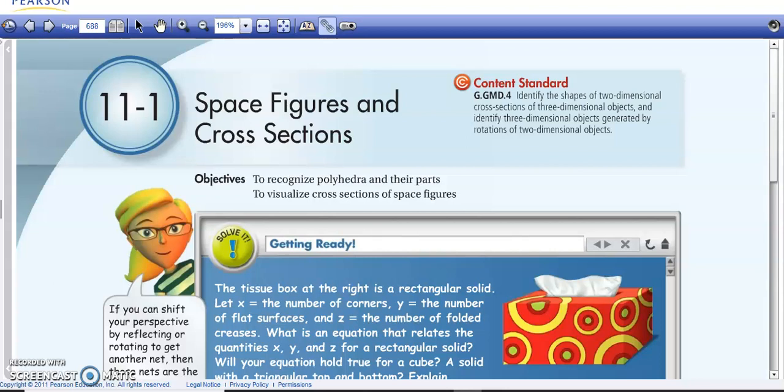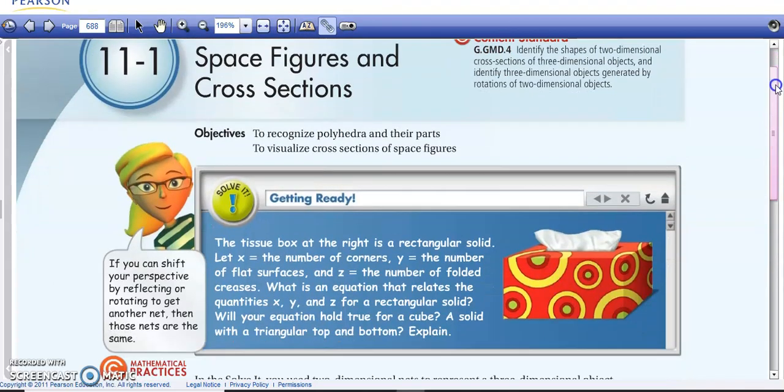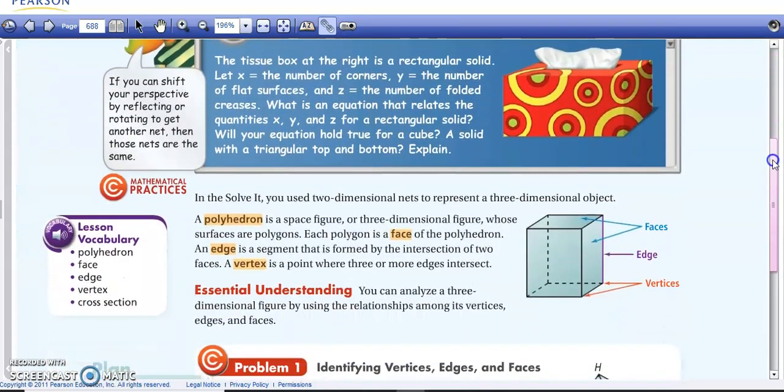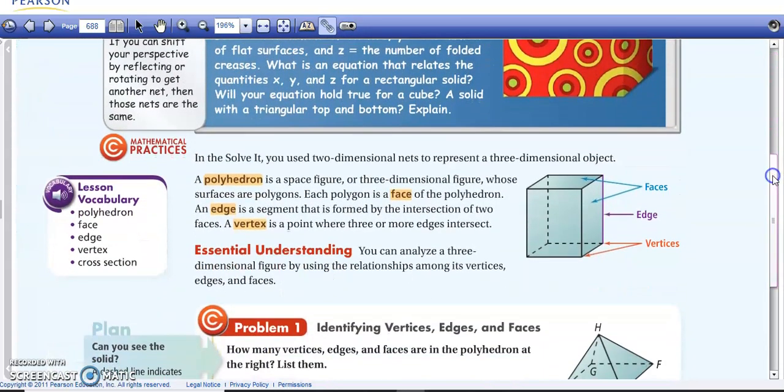Okay, we will start with chapter 11, lesson 11.1 about space figures and cross sections. You already watched a video about this as an introduction. Now, this lesson is easy to understand. We have talked about the polyhedron. That means it's a solid figure. It's the representation of a solid figure.